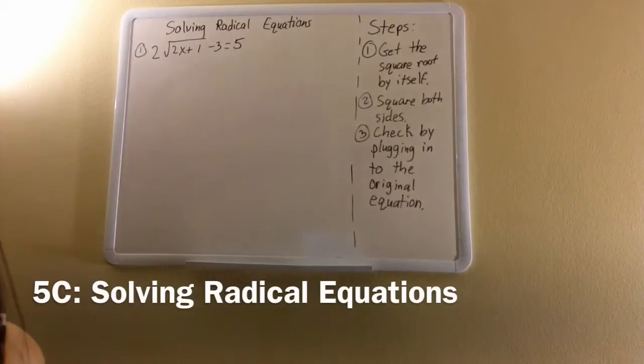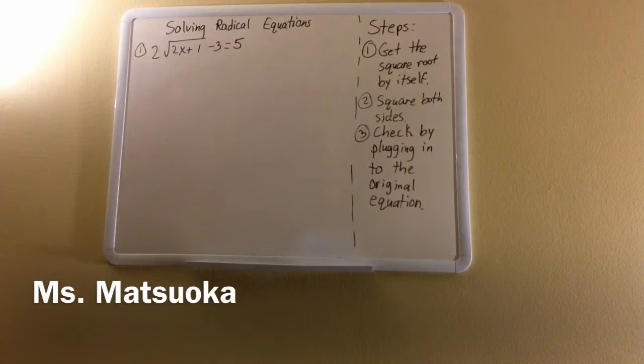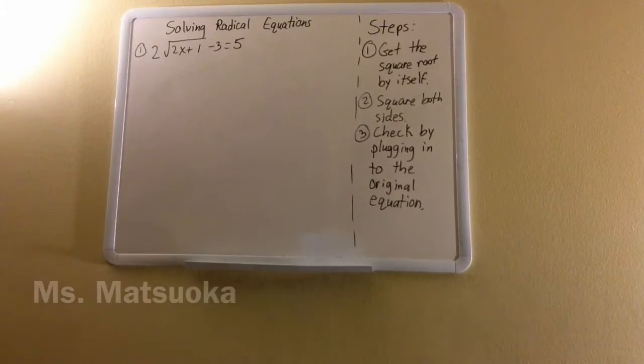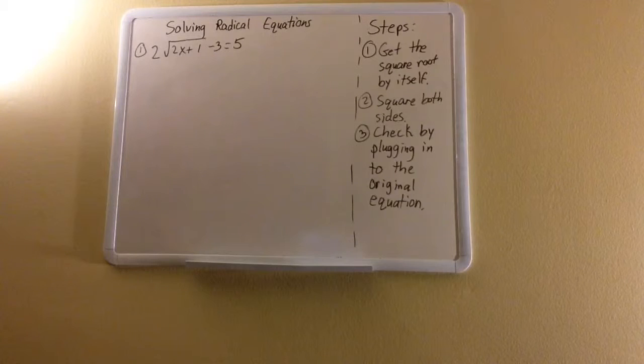Hi, I'm Ms. Matsuoka, and I'm going to teach you about how to solve radical equations. So I have the steps on the right side. The first step is to get the square root by itself. Then after that you square both sides, and you're going to check your answer by plugging it in to the original equation. So we get the square root by itself first.